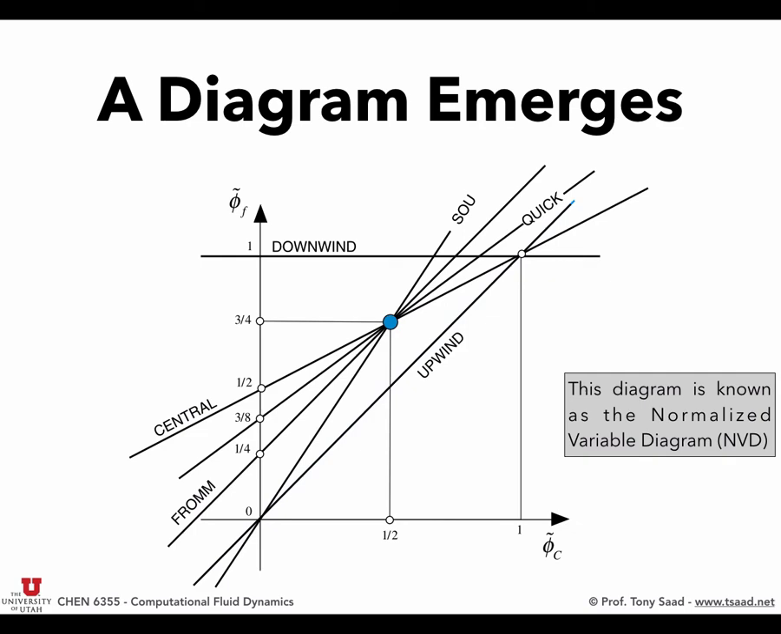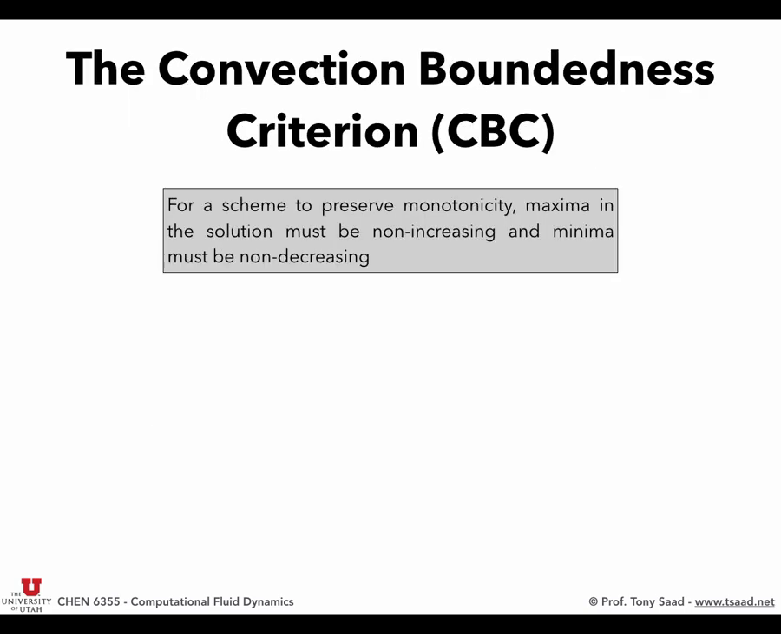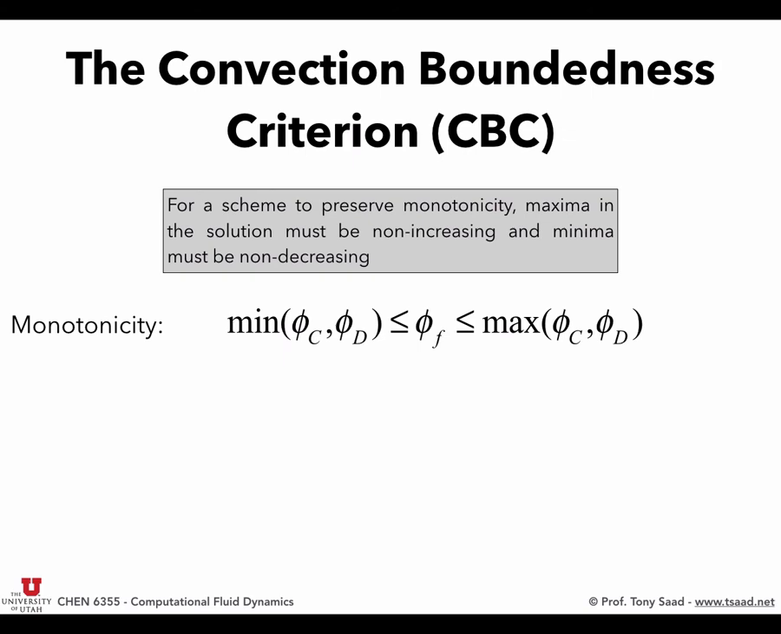So what this is going to lead us to is, in fact, that everything outside this triangle is actually non-monotonic. Okay? All right. So let's keep thinking about this. Now, for a scheme to preserve monotonicity, maxima in the solution must be non-increasing and minima must be non-decreasing, or you cannot create new maxima and or new minima. Okay? So in terms of non-normalized space, to make sure we're not creating new minima and maxima, phi f needs to be between phi upwind and phi downwind.